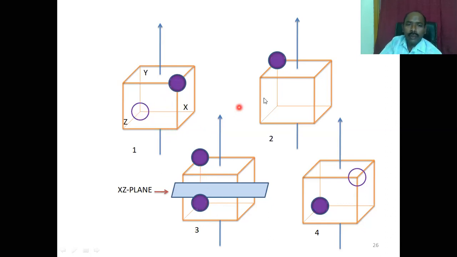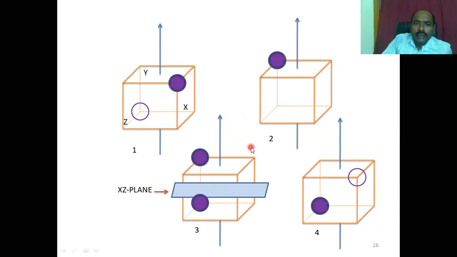So it is a combination of two operations. Here rotation by 180 is operated, and the mirror plane is kept here, and the image of this we are observing here. So totally, the inversion of a point located at this corner is this. This is very clear. Okay.